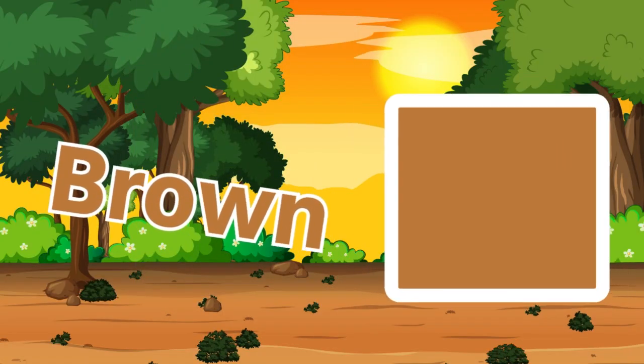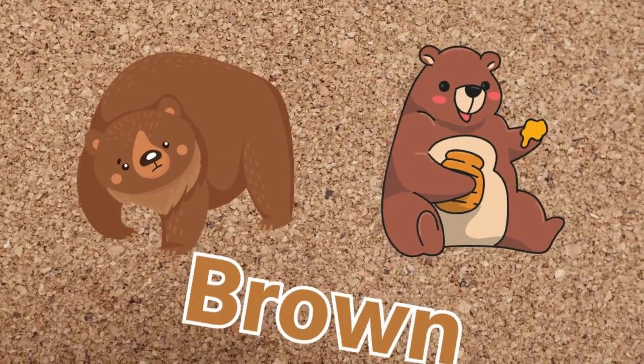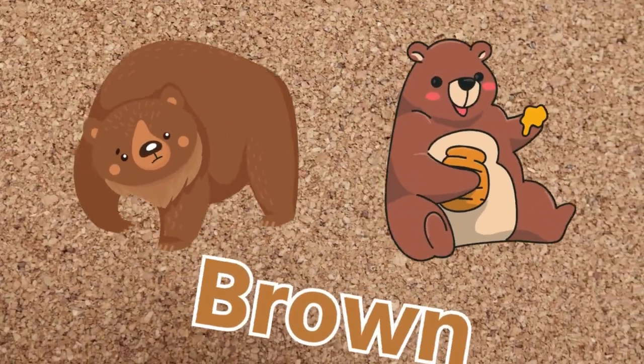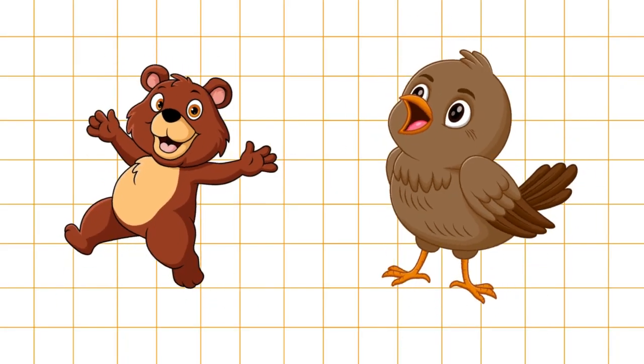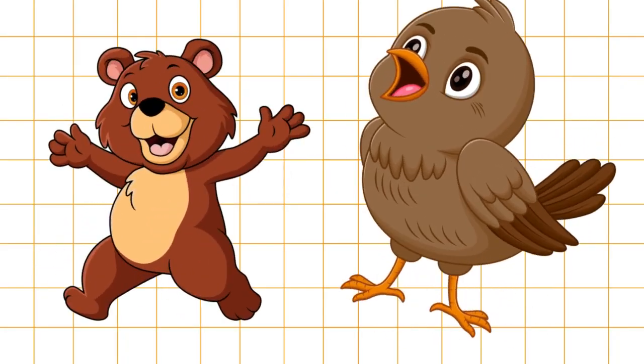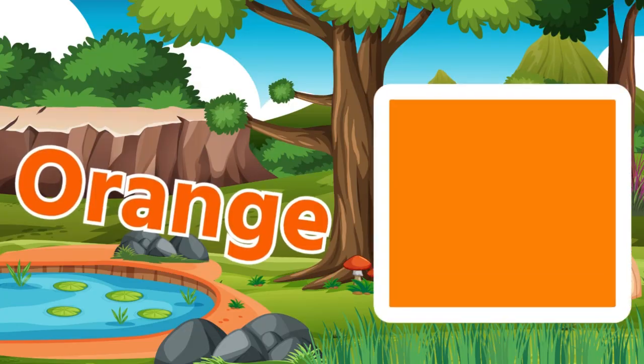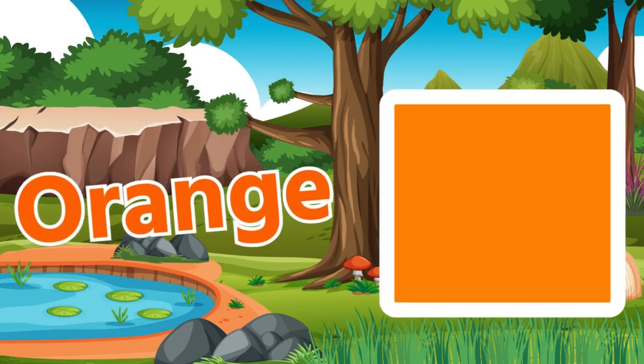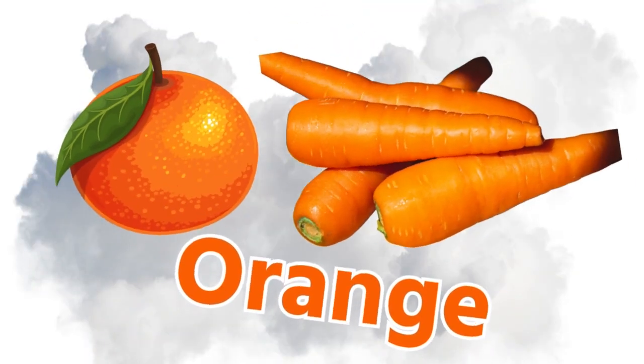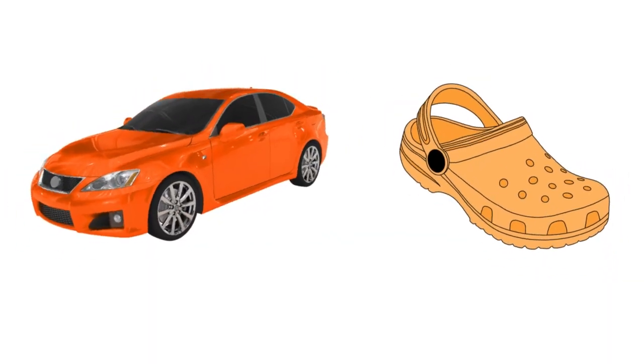Brown. Brown, brown, brown, we're all around. This is brown, the color brown. Do you know what color this is? This is brown. This is orange, the color orange. Orange, orange, orange, oh so fun. This is orange, the color orange.